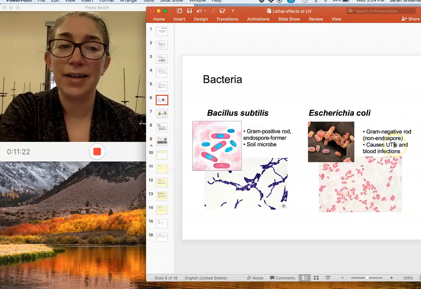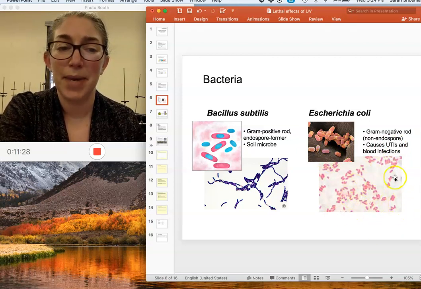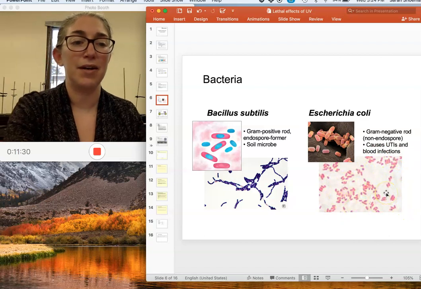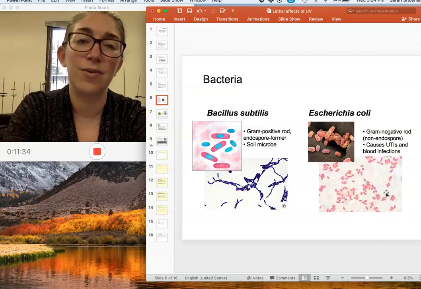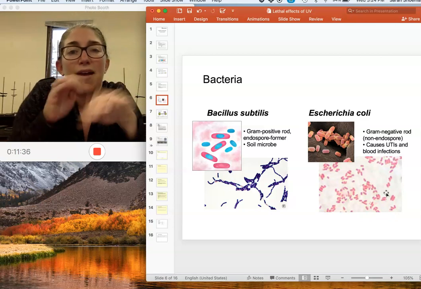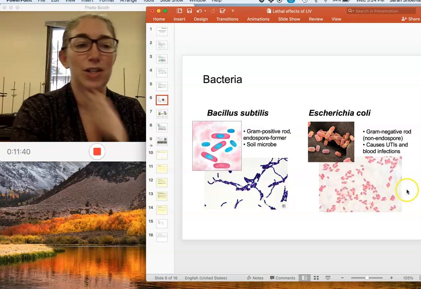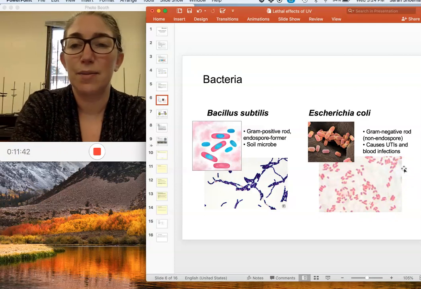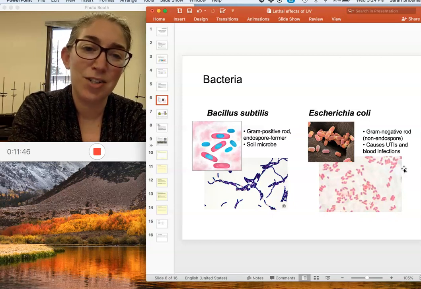E. coli is also a rod. It's a very short rod, but it's a rod. It's gram negative, hence the pink phenotype here, and it is a non-endospore former. So these guys don't have the ability to tuck up and put a hard shell around themselves to be protected from tough conditions. Just for some fun, some pathogen trivia about each of these.